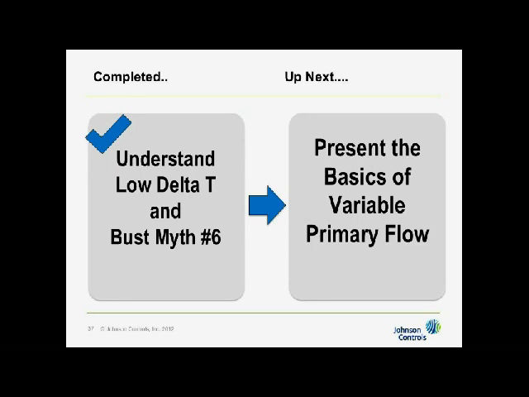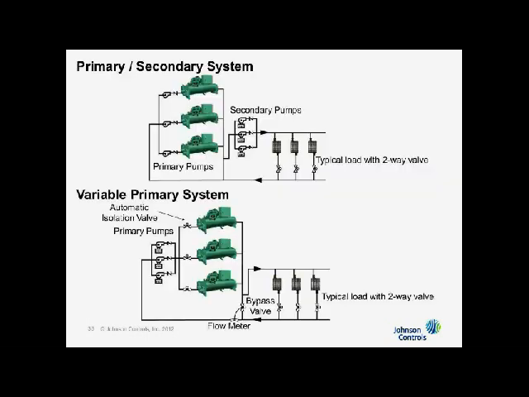So that's low delta T, and we busted myth number 6. Now let's look at variable primary flow. Here's our primary secondary system up here, just for comparison. Here's our variable primary flow system down here. The difference is that I have down here bigger primary pumps because I'm combining primary and secondaries together into one pump. I have no secondary pumps.